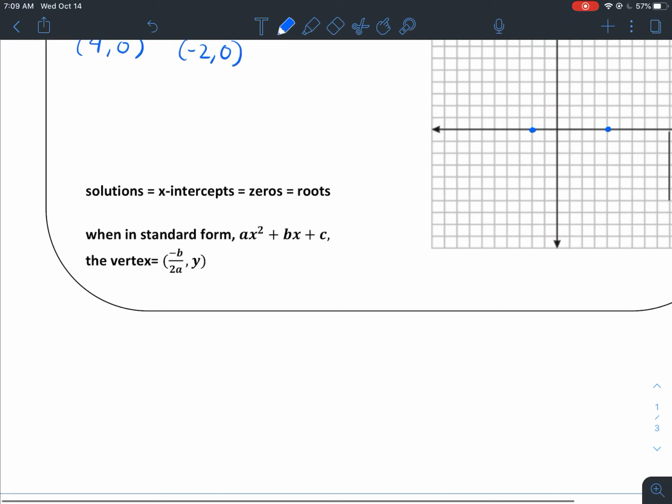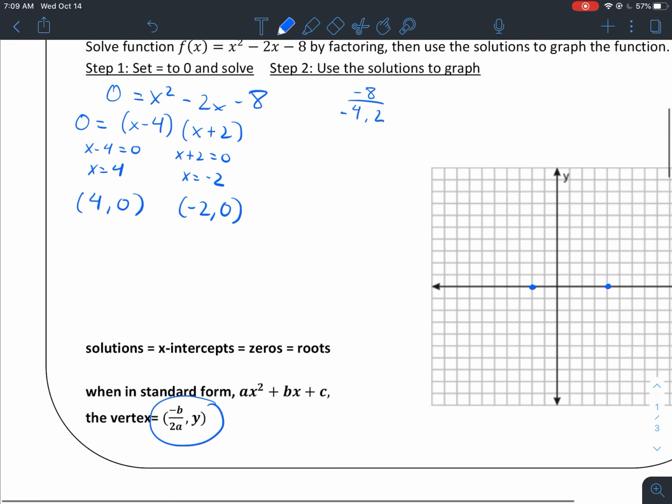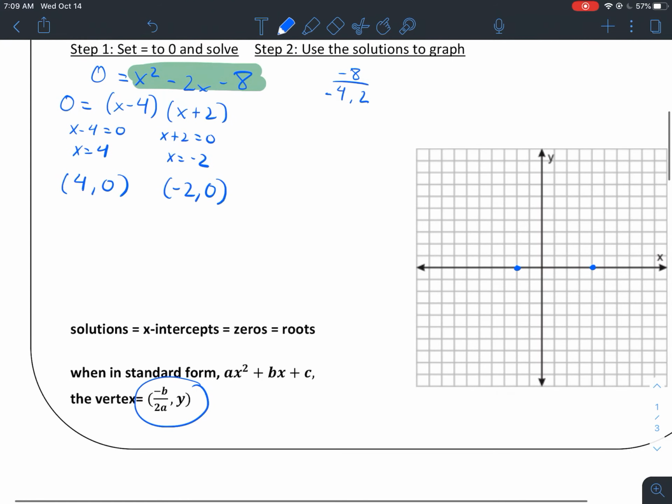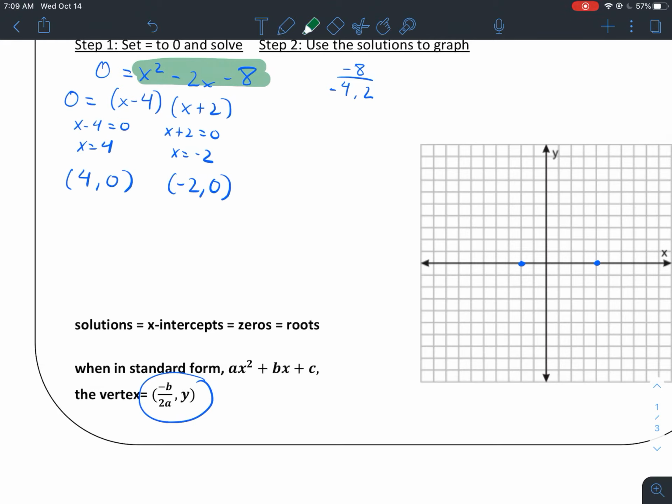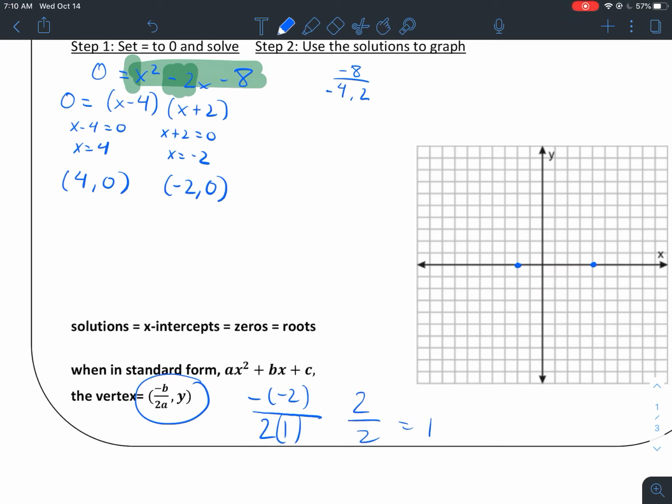Now, another piece of information that is very useful: how do you find the vertex from standard form? This right here is called standard form, ax squared plus bx plus c. And you find the vertex by doing negative b over 2a. So what does that mean? Our b value is negative 2. So we're going to do negative, negative 2 all over 2 times a, which is 1. There's an imaginary 1 in front. So we end up with 2 over 2, which gives us 1.